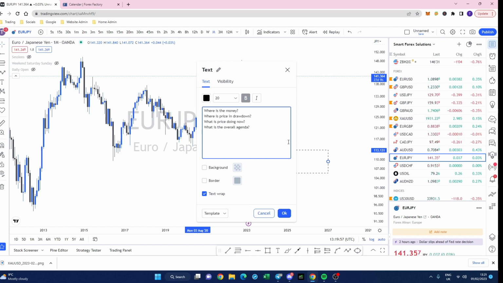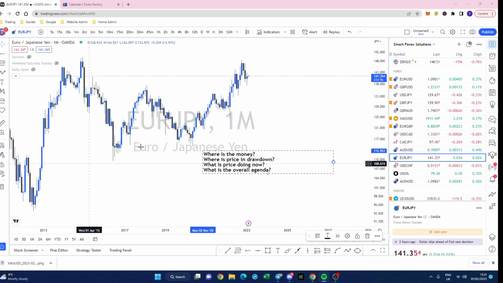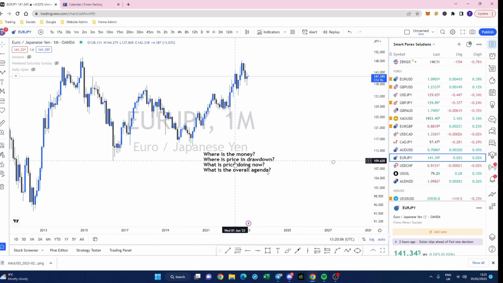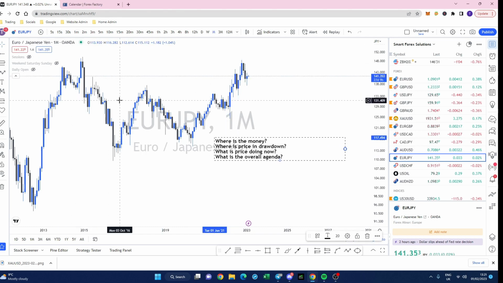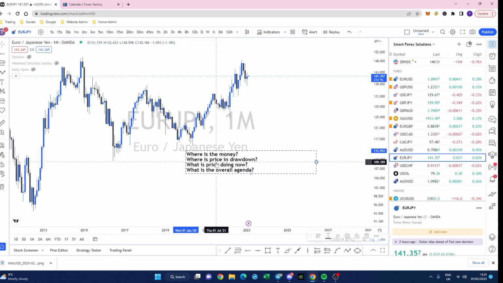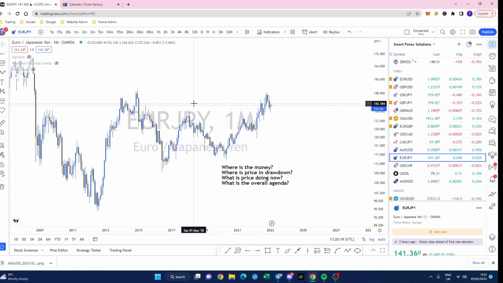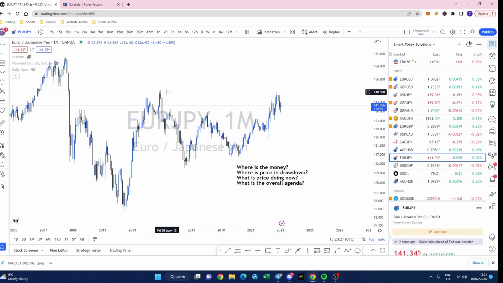Now, these are the questions you have to focus on asking yourself in every single time frame, all the way from the top down to the bottom, which is why we call it a top-down analysis. So we're on the monthly time frame, and we're going to try and keep this here with us. So let me just copy this. So first question we need to answer, where is the money?